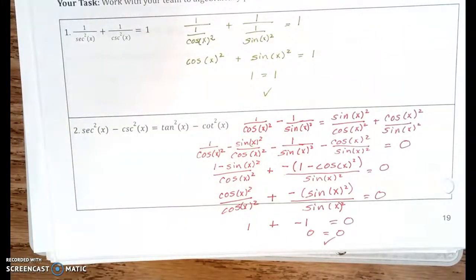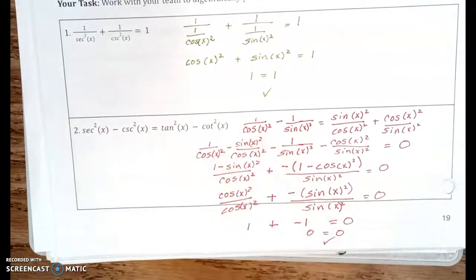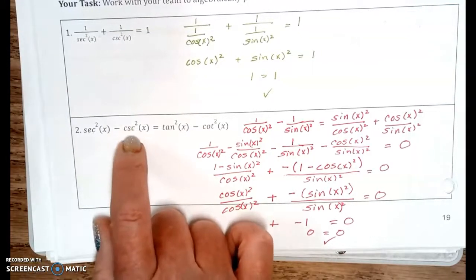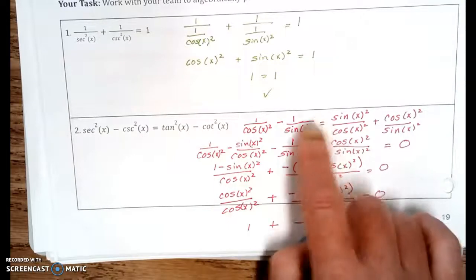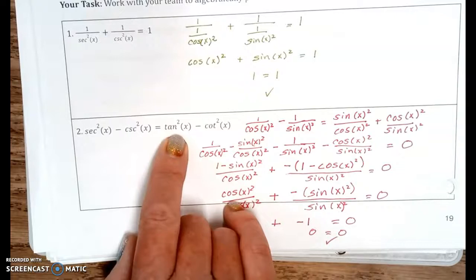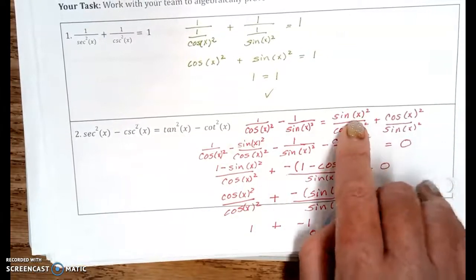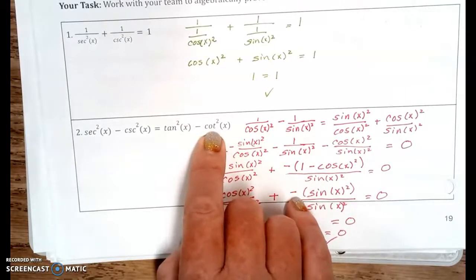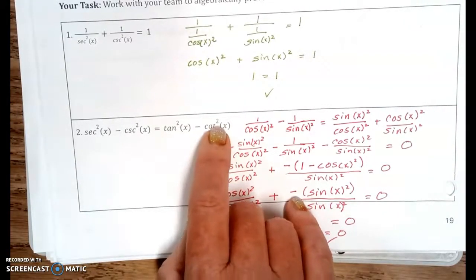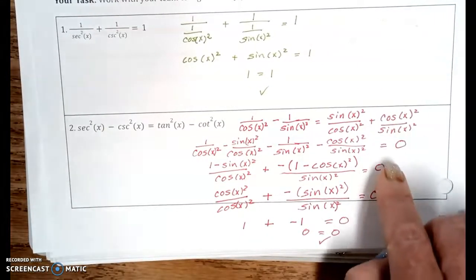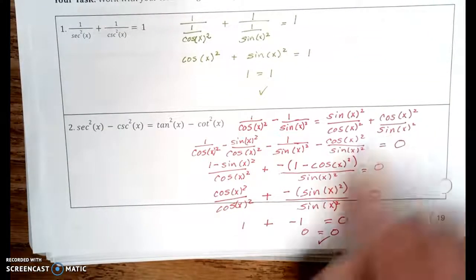For number 2, we're going to take the secant squared of x and rewrite it as 1 over the cosine of x squared. We're going to take the cosecant squared of x and rewrite it as 1 over the sine of x squared. We're going to take the tangent squared of x and rewrite it as sine of x squared over cosine of x squared. And we're going to take the cotangent squared of x and rewrite it as cosine squared over the sine of x squared.